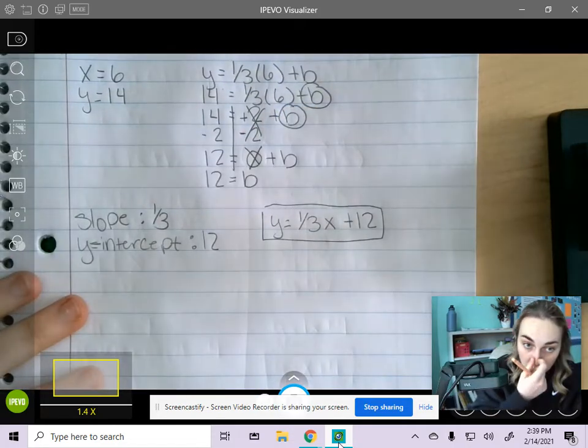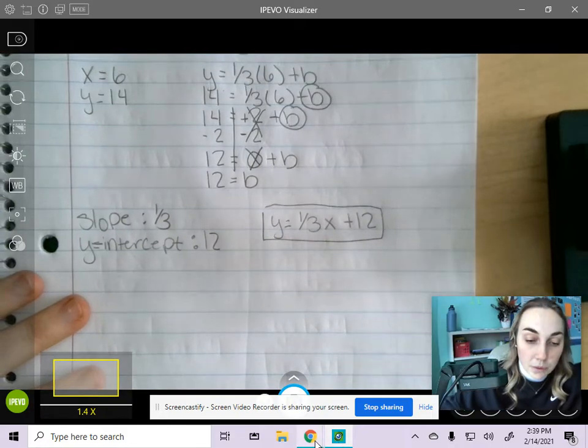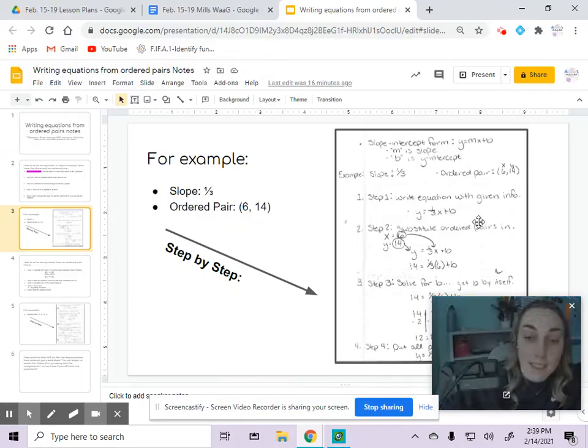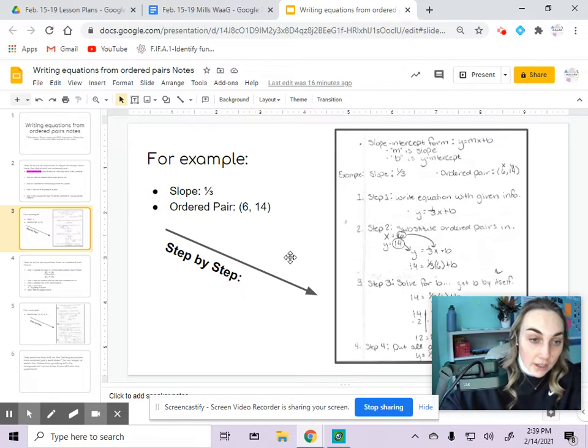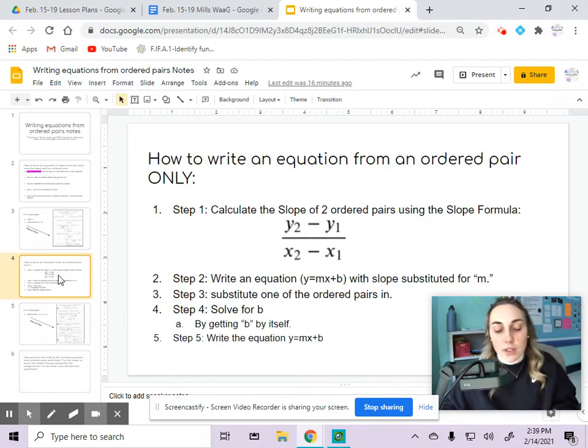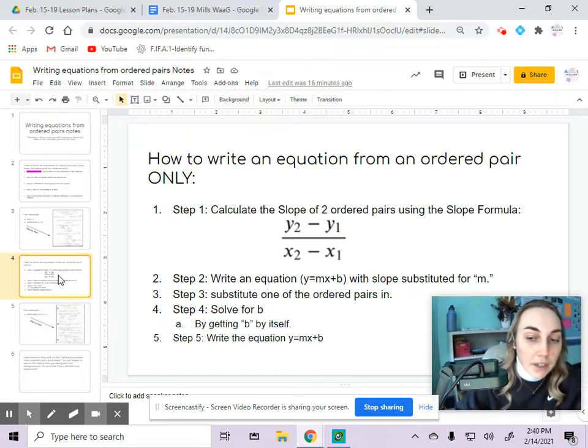All right, so there's one more skill I want to teach you before y'all leave. And guys, again, what I just did is right here in your notes as well. So there's one more skill I want to teach you. And that skill is how to write an equation when you only have ordered pairs. So there's only one more step to that. It's just like what we just did, except we need to calculate the slope ourselves. So let's do an example.